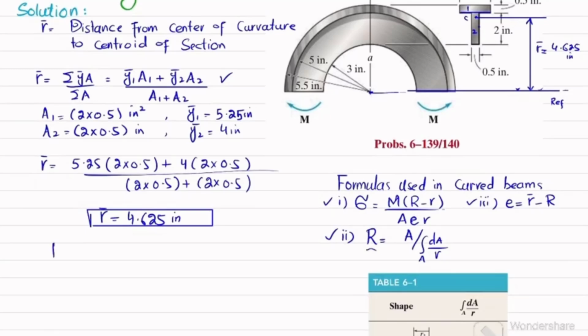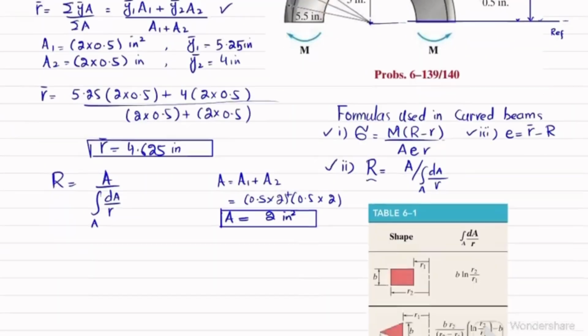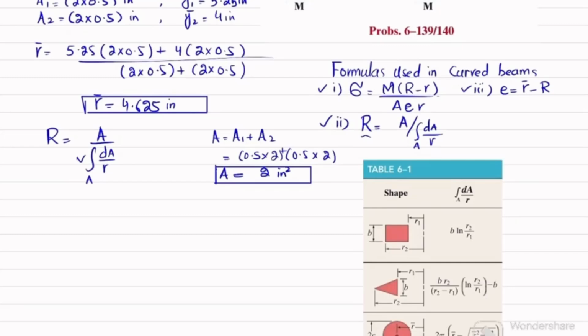So capital R is equal to area divided by the integral of dA over R for the entire area. So what is the area? Total area A is equal to A1 plus A2, which is 0.5 multiplied by 2 plus 0.5 multiplied by 2. So 1 plus 1 will give you total area equal to 2 square inch. Now the second term here is this one. So I will write the integral of dA over R for the entire area.